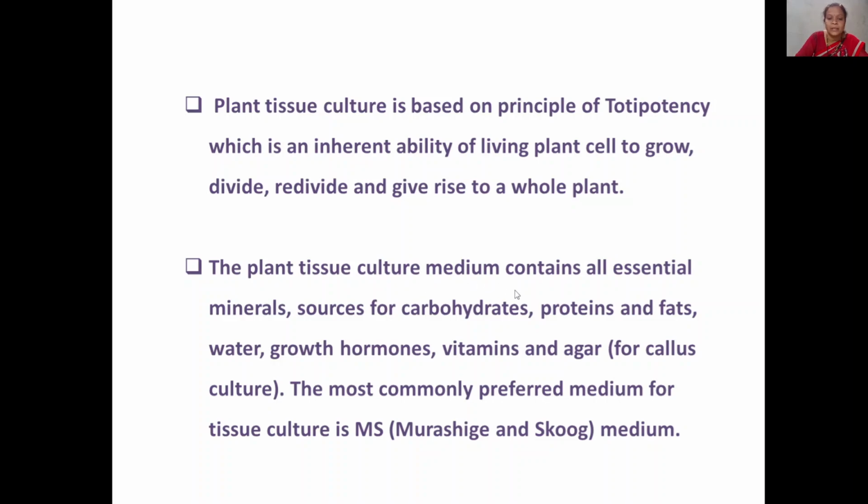The plant tissue culture medium contains all essential minerals, sources of carbohydrates, proteins, and fats, water, growth hormones, vitamins, and agar for callus culture. The most commonly preferred medium for tissue culture is MS, that is the Murashige and Skoog medium. The part of the plant used in tissue culture is called explant.